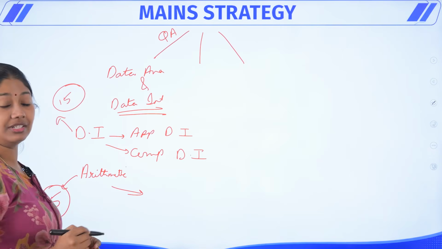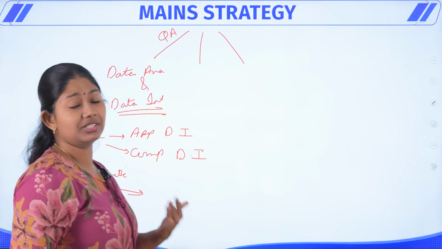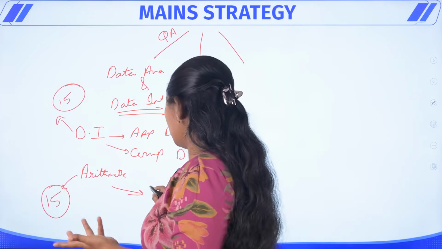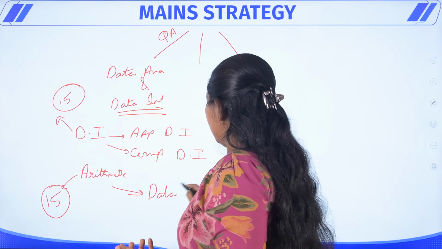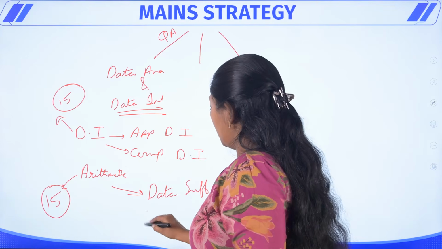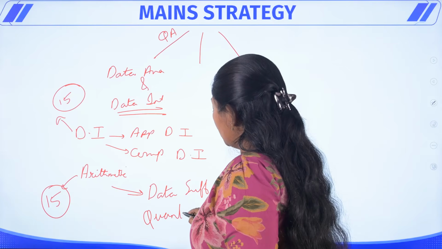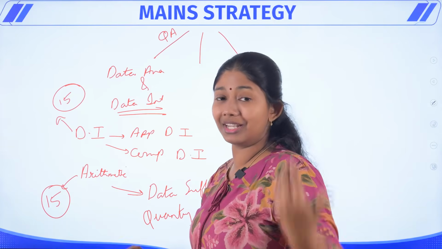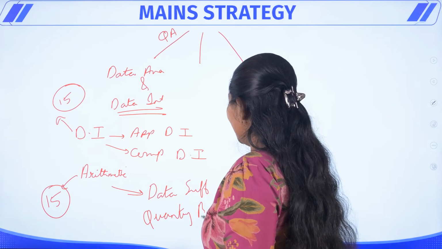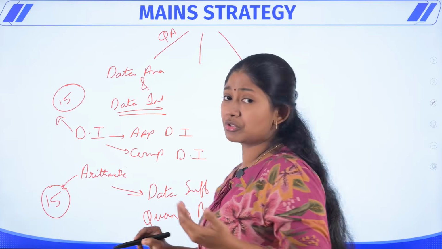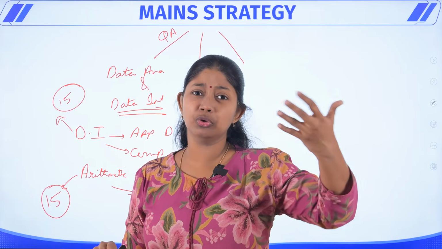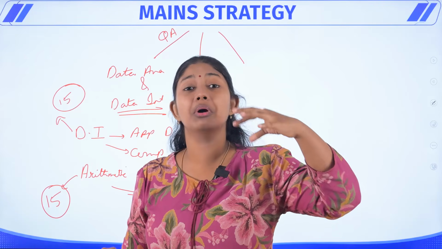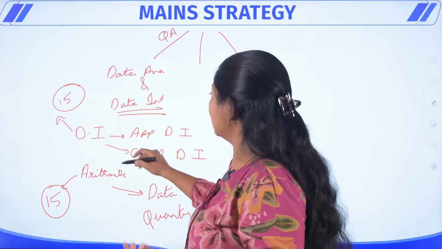So what are the topics in arithmetic? Like all the topics, they will ask in data sufficiency, quantity based questions. So all these are the application part. Arithmetic can be tested in quantity based questions, like sometimes topics from compound interest, then train questions, then they will try to ask which quantity is greater. So all these in this way.